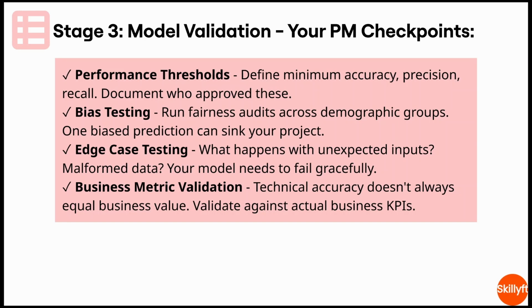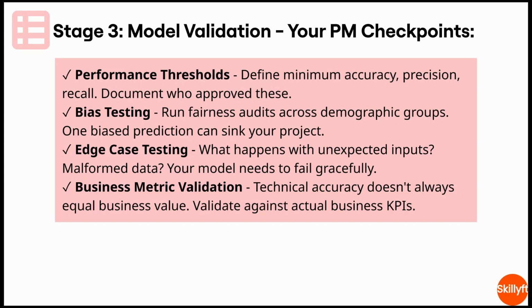You need to scope for edge case testing. What happens with unexpected inputs, malformed data, how are outliers handled? Your model needs to fail gracefully. Business metric validation. Technical accuracy doesn't always equal business value. Validate against actual business KPIs, the ones you define in the initiation phase of your project, in the business understanding phase. Those acceptance criteria should align with your model performance. The key question to ask here is, what's our rollback plan if the model underperforms in production?